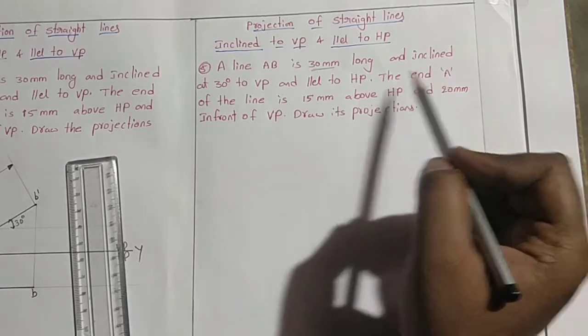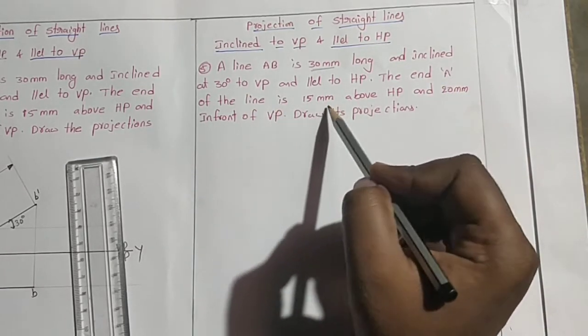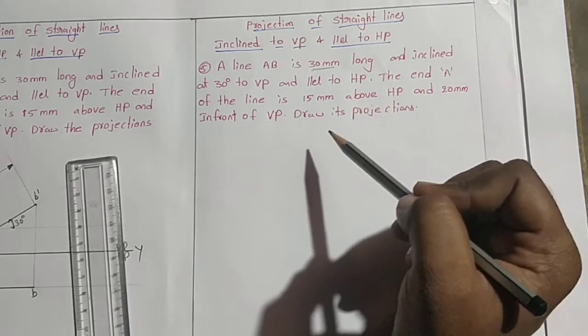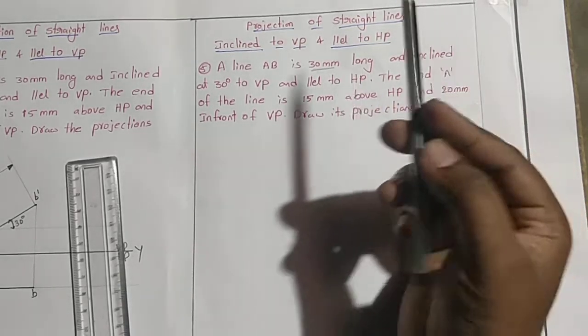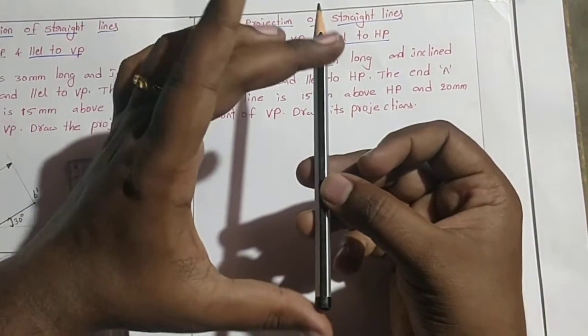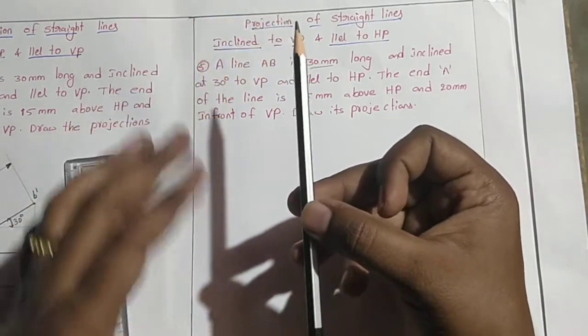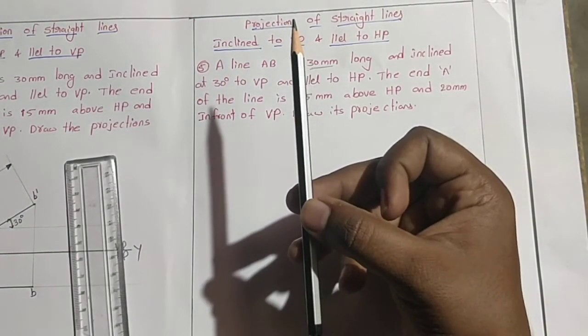Next, the end point A of the line is 15 mm above HP and 20 mm in front of VP. Draw its projection. Okay, consider it is a straight line. The length of the line is 30 mm. Next, it is 30 degrees.